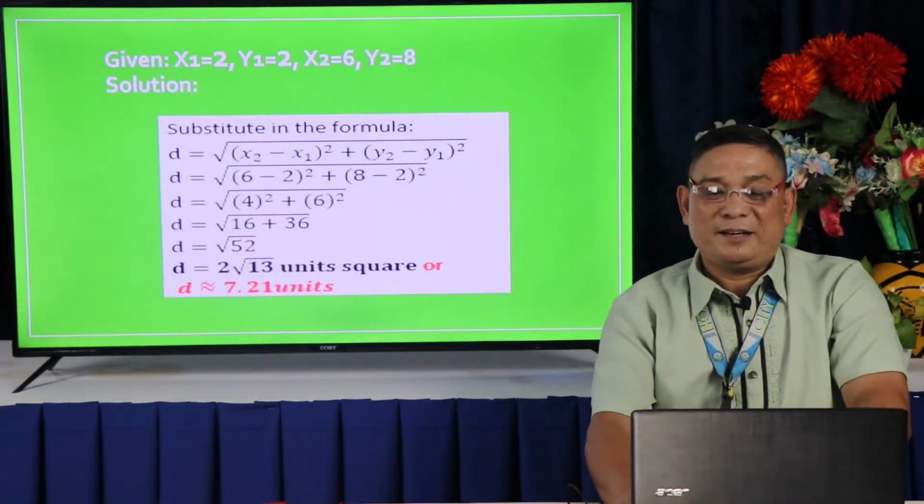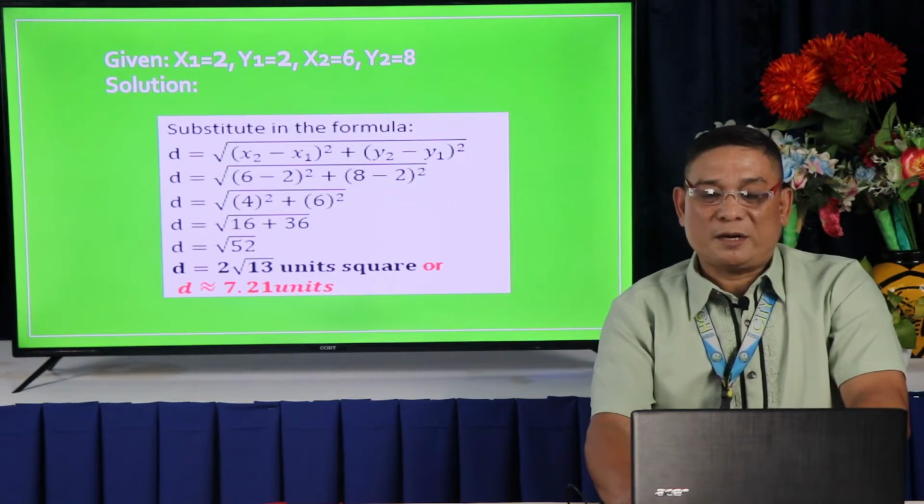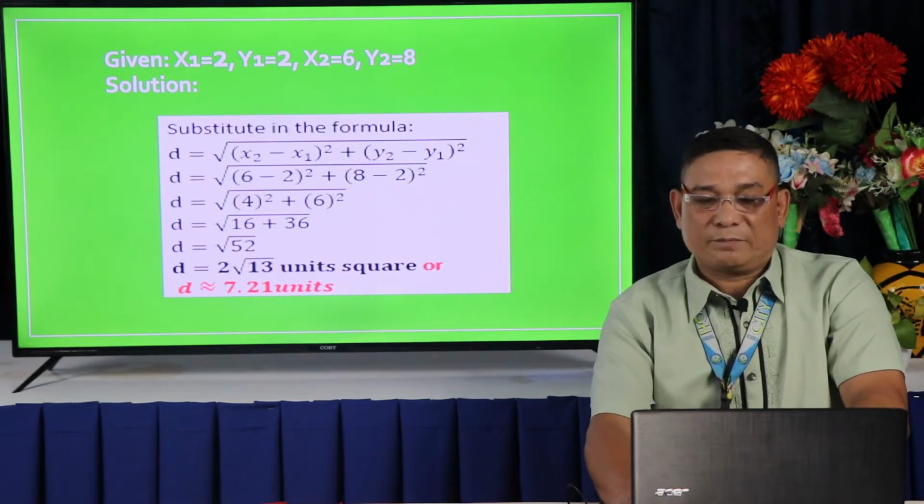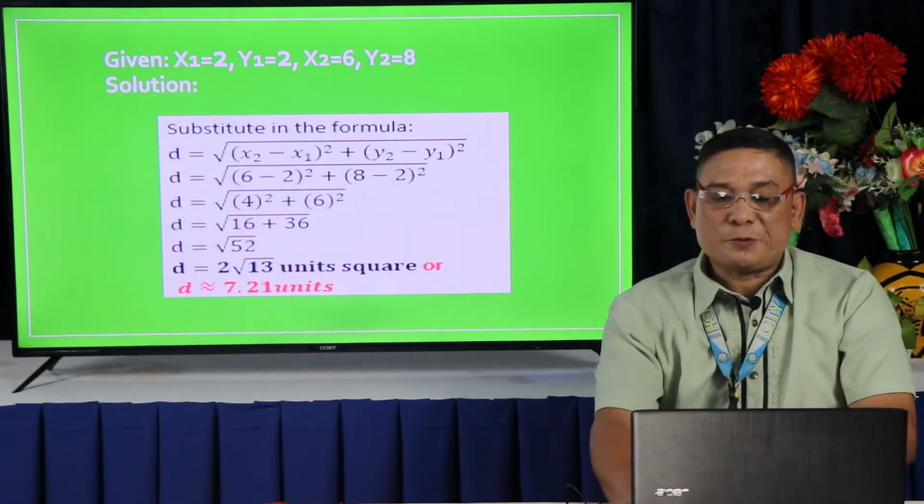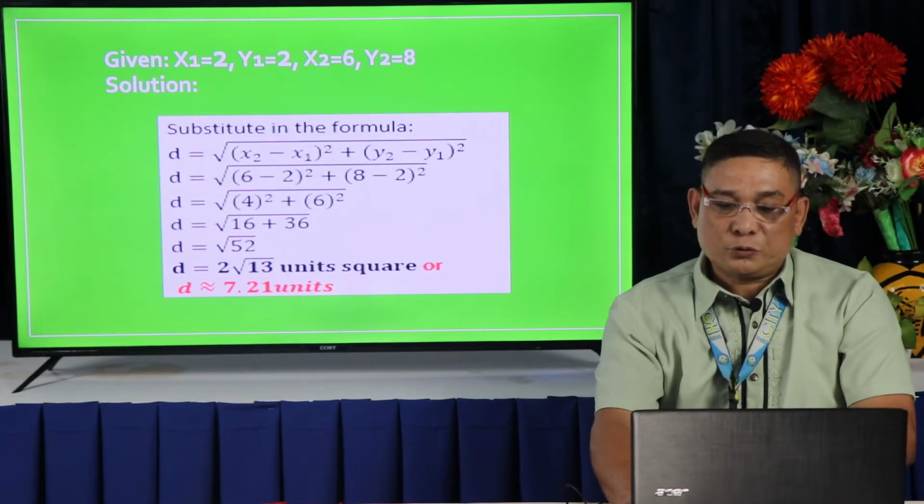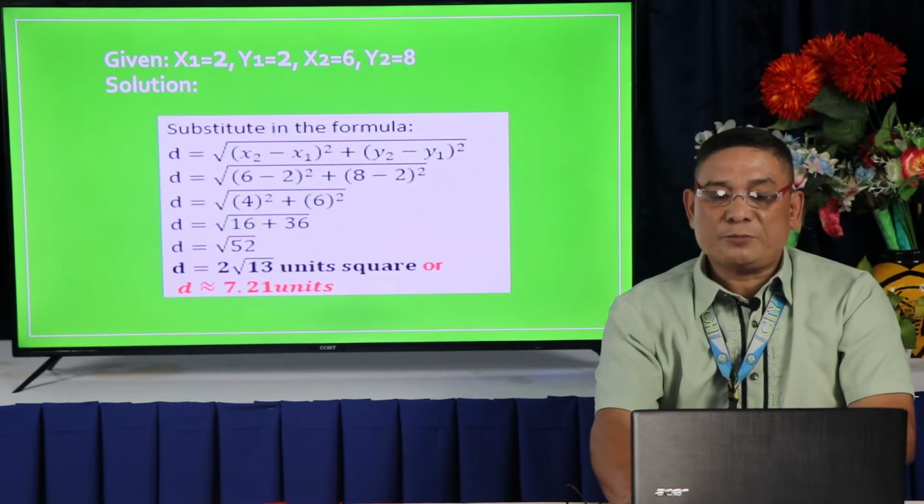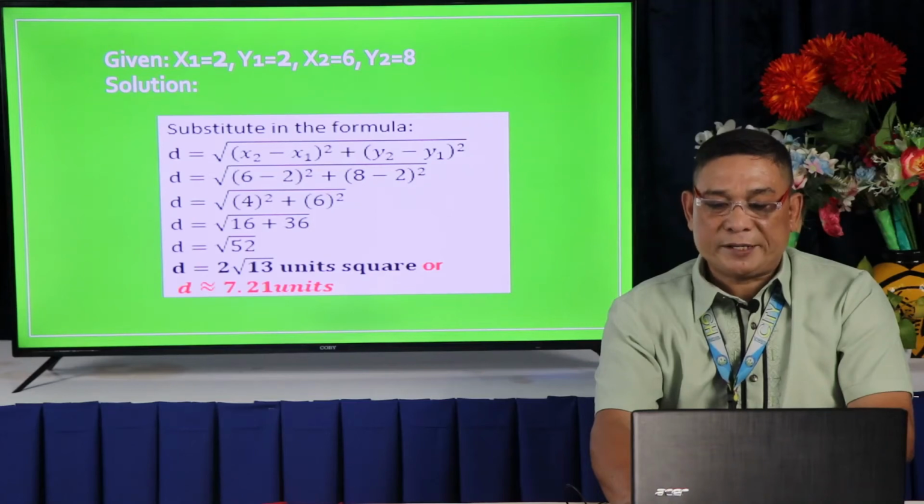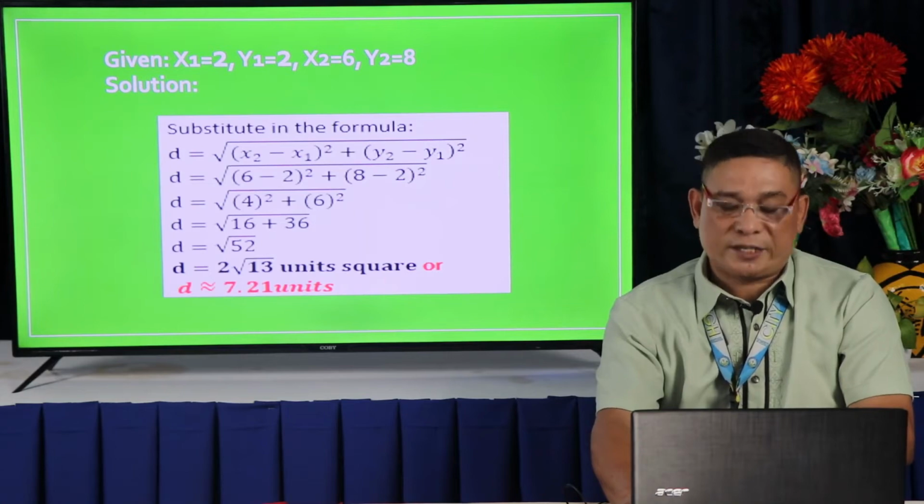From the problem given, x sub 1 equals 2, y sub 1 equals 2, x sub 2 equals 6, y sub 2 equals 8. Substitute these values to the distance formula. It becomes d equals square root of quantity 6 minus 2 squared plus quantity 8 minus 2 squared. So it becomes square root of 16 plus 36. Simplify further, becomes square root of 52. So d equals 2 square root of 13 units, or approximately d equals 7.21 units.